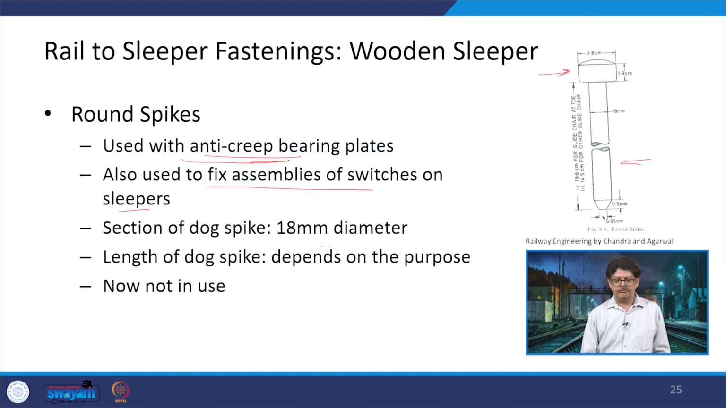The section of the spike here is a round spike actually, so just a correction to be made. It is 18 mm in diameter here, and the length depends on the purpose for which it is being used, but now they are not in use.